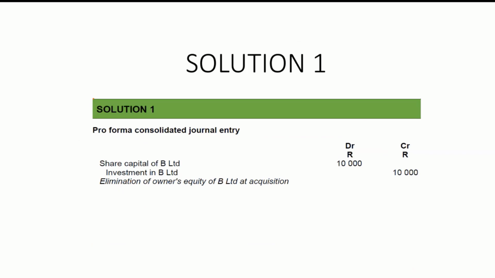Good. So this is the journal entry. This is the working, the pro forma journal entry. Debit share capital, 10,000, which was the share capital that the subsidiary said credit share capital, but because we are eliminating, we are debiting it. The parent, A Limited, said debit investment, but because we are eliminating, we are crediting it. So we are passing an opposite entry to cancel it out, to eliminate it.